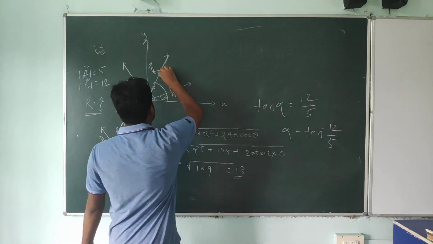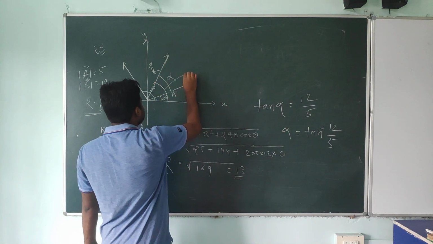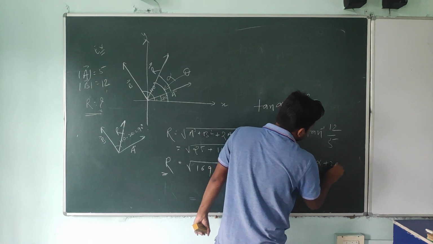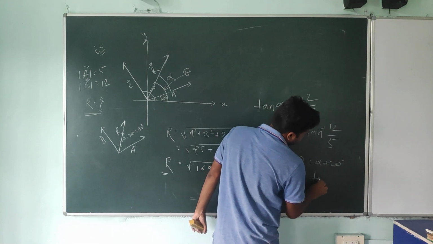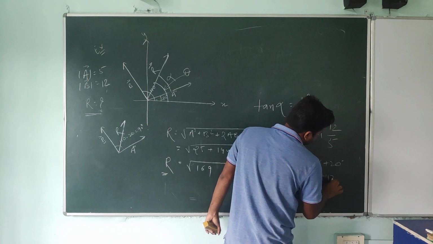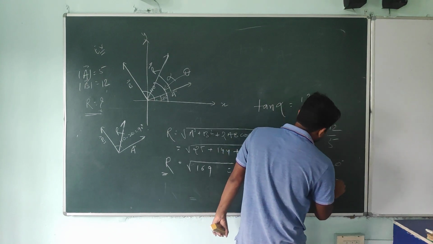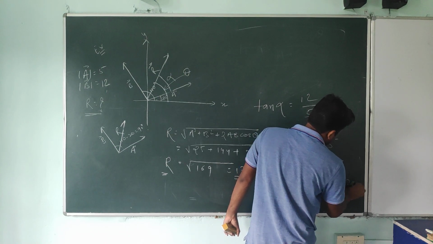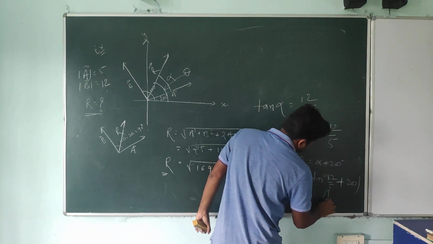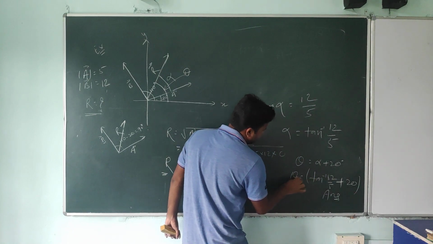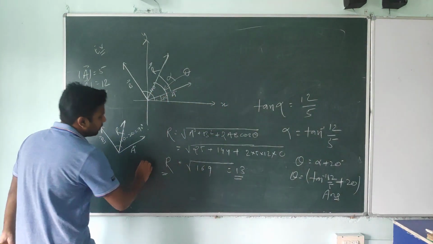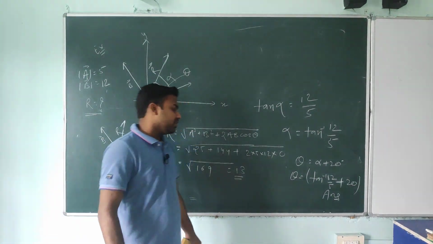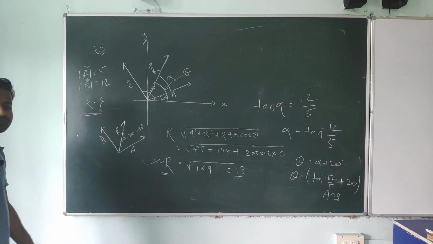And here, if you want to calculate this angle, I am assuming this is the angle theta. So theta equals alpha plus 20 degrees. So you can write tan inverse 12 by 5 plus 20. This is the answer. Now you got R, the magnitude of the resultant vector, and also you got the theta.